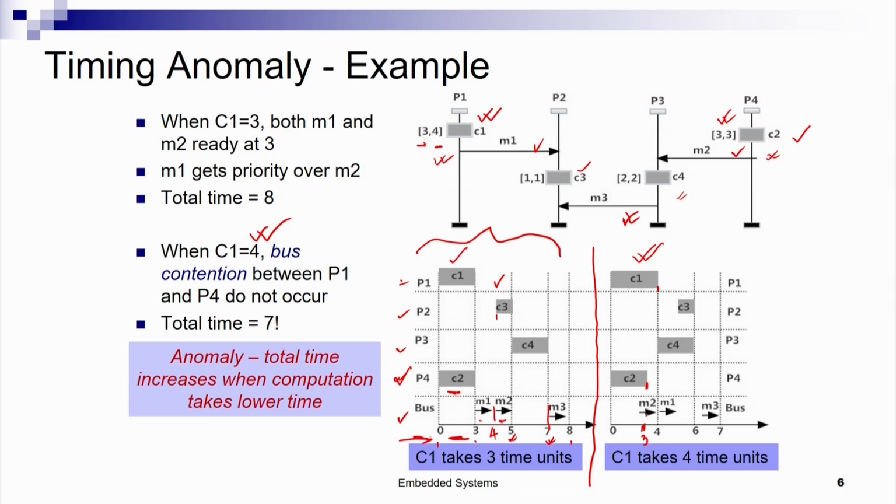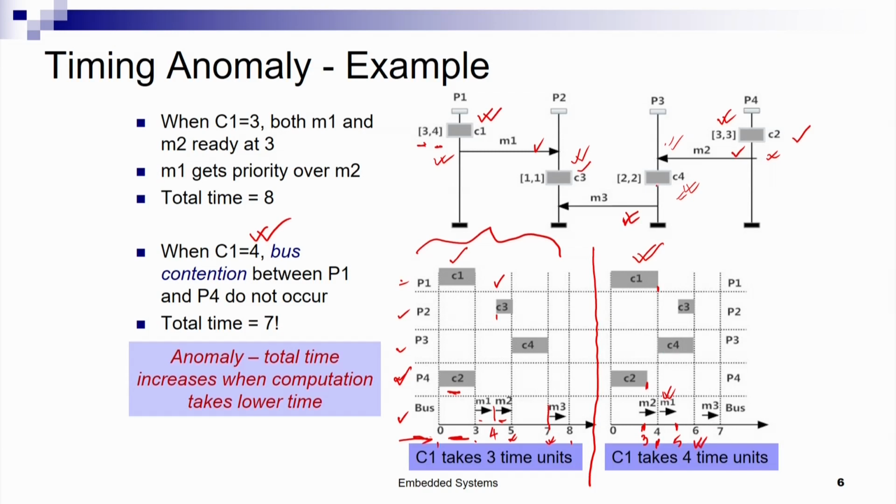So, the only ready message is M2, and that can be transmitted over the bus, and it is received at P3 at time 4. Okay. When this one is received at time 4, two things happen at time 4. C4 starts, because M2 has already been received, C4 can start at time 4, and C1 also completes at time 4. So, message M1 can be transmitted at time 4 over the bus. So, M1 is transmitted and completes its transmission at time 5, at which time C3 can start.